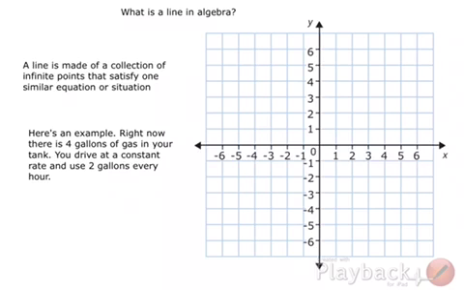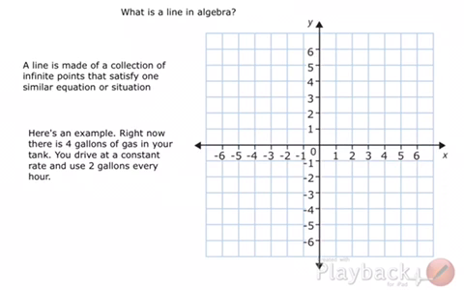So, a line in algebra is made of a collection of an infinite amount of points that satisfy one similar equation or situation. When you look at a line, it looks like one object. But if you zoomed in on a line, there's actually an infinite amount of coordinate points that make up that line. So here's an example for you.